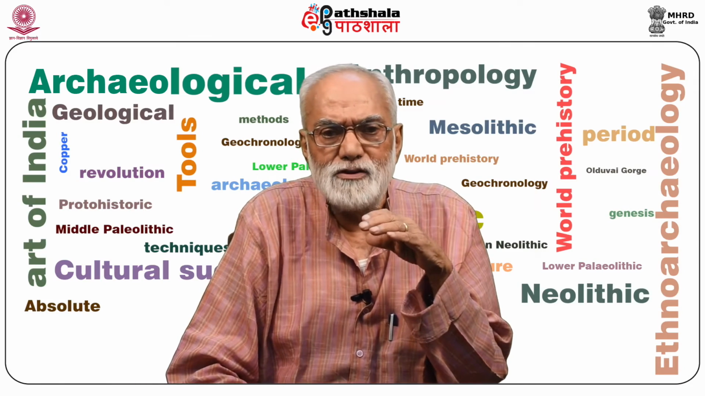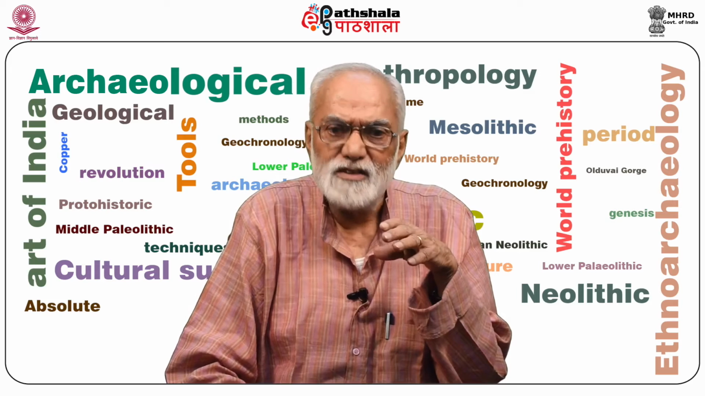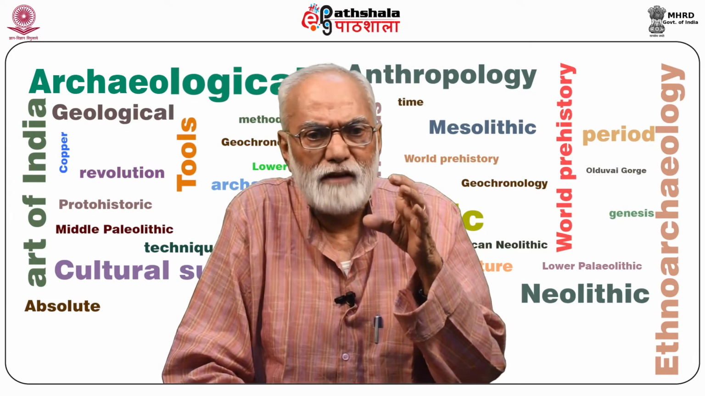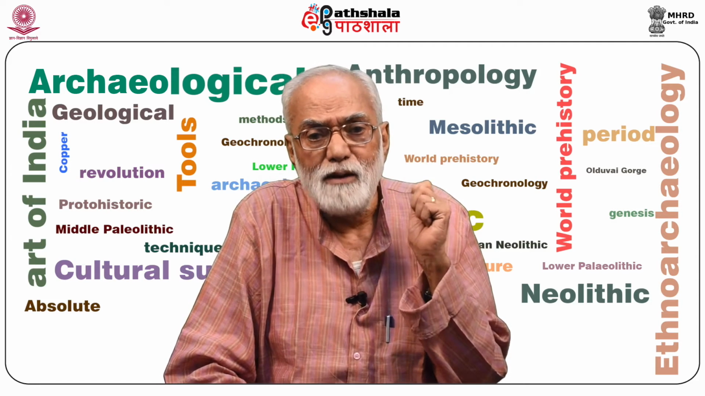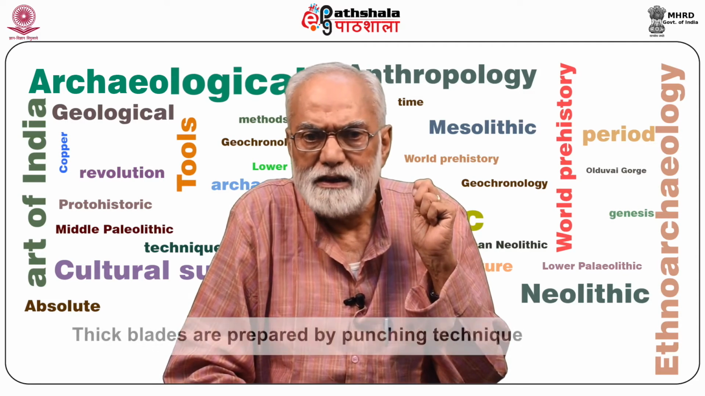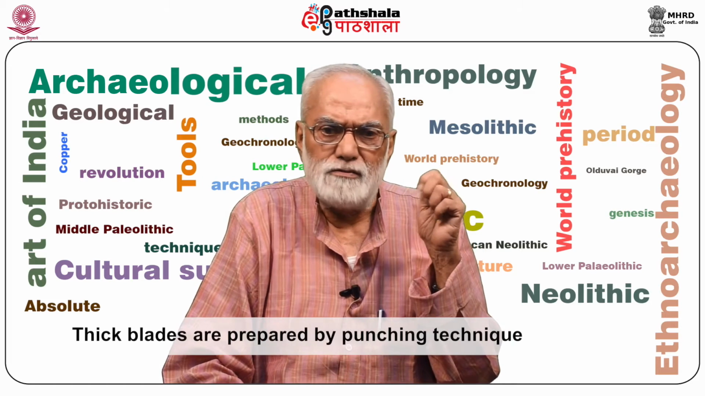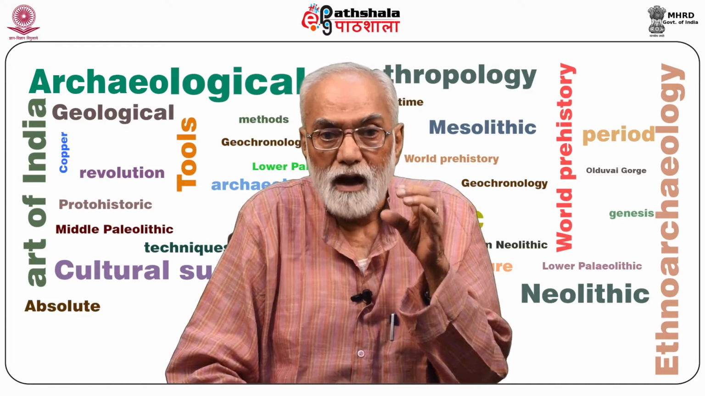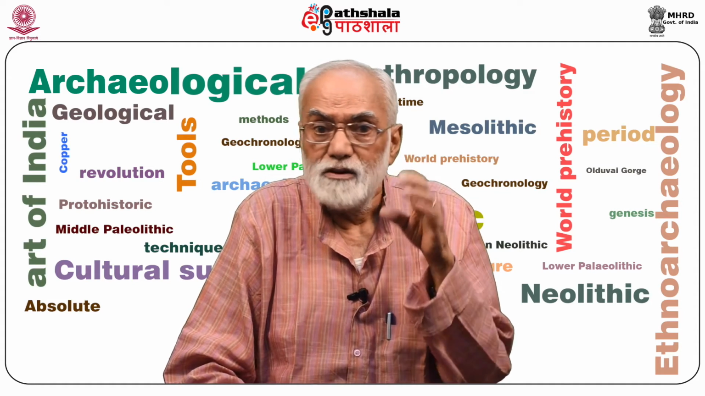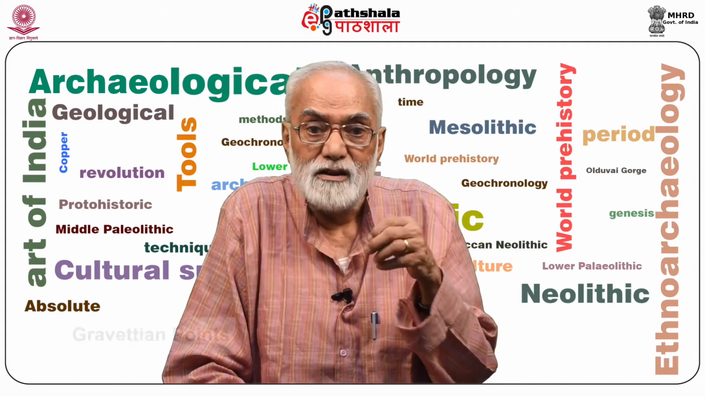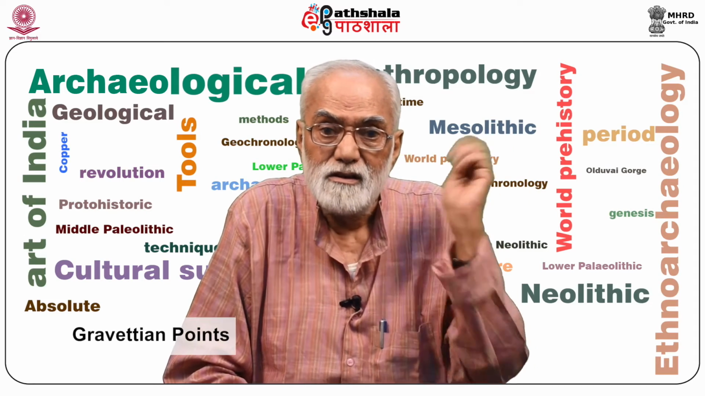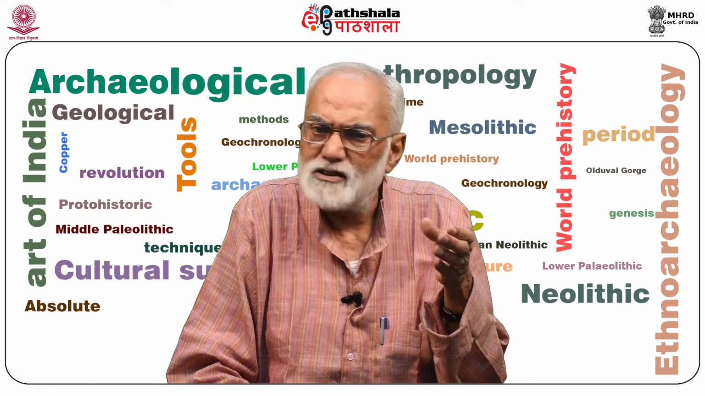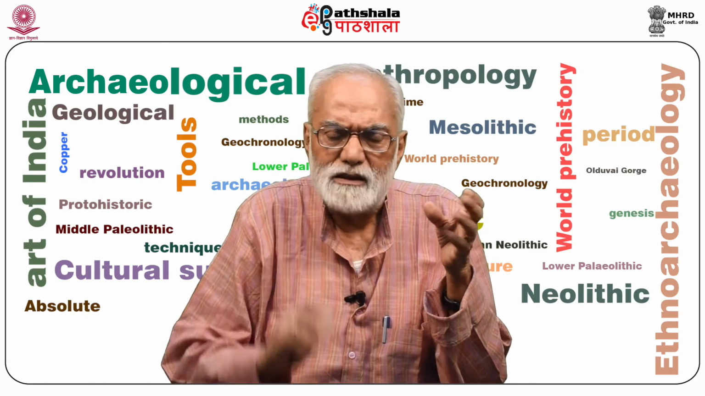You know that in Upper Paleolithic you get beautiful blades, thick blades, sometimes as much as 4 to 5 centimeter in length. These thick blades are prepared by what is called punching technique. They are not prepared by fluting technique. Now these punched blades are thick blades. You have a large number of gravette points, you have the aurignacian blades, you have the strangled blades. These are thick blades, and certainly pressure flaking cannot bring these flakes.